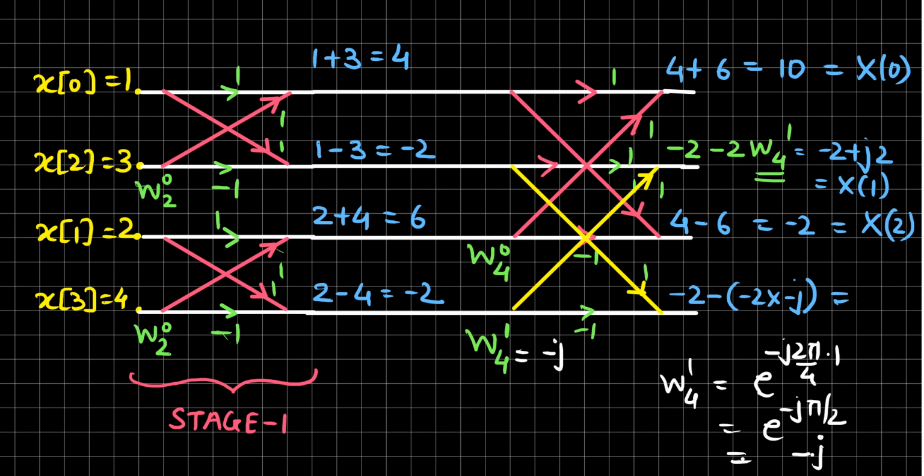Which is equal to -2 minus 2j, which is equal to x of 3. And now this second part of this butterfly structure is the stage 2. Now when we are having the value of n as 4, we are getting the values in just 2 stages.